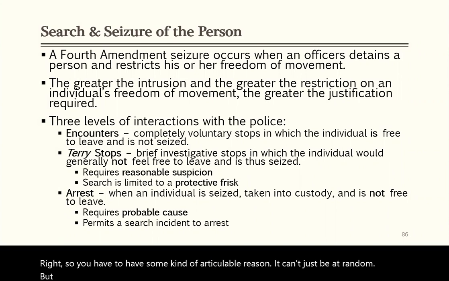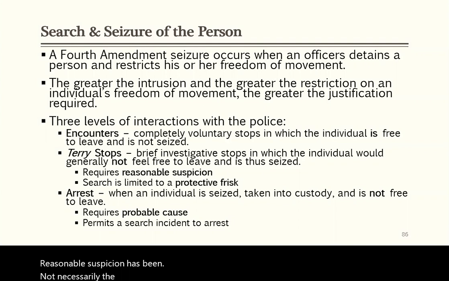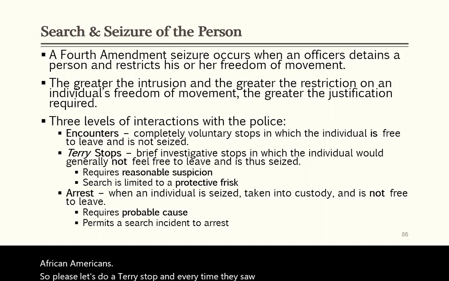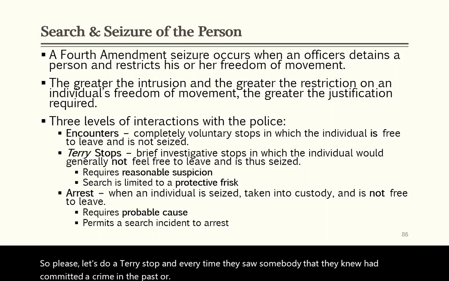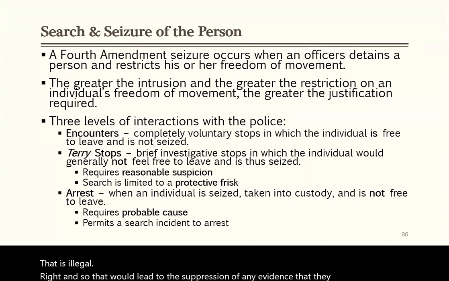What we've seen, especially in New York City, was a major issue. Reasonable suspicion has not necessarily been the driving force behind Terry stops, especially when it comes to stops of African Americans. So police would do a Terry stop every time they saw somebody they knew had committed a crime in the past, or they maybe profiled and didn't have reasonable suspicion, didn't have an articulable reason, they had a hunch, and they effectuated a Terry stop. That is illegal, and that would lead to the suppression of any evidence deriving from that Terry stop.